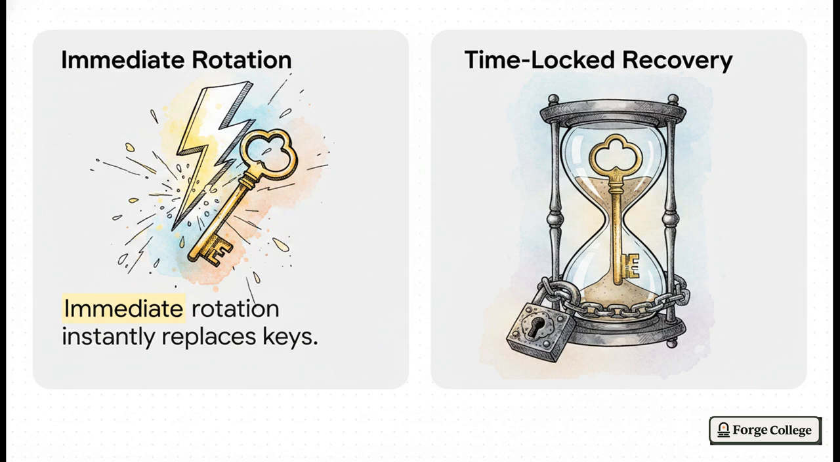Contrast that with time-locked recovery. In this model, the guardians vote, but the change does not happen instantly. It activates a built-in delay window, say 72 hours. This gives the original owners time to actually notice the recovery attempt, dispute it, and cancel it if it's malicious. So it sacrifices that immediate convenience for a really massive upgrade in safety.